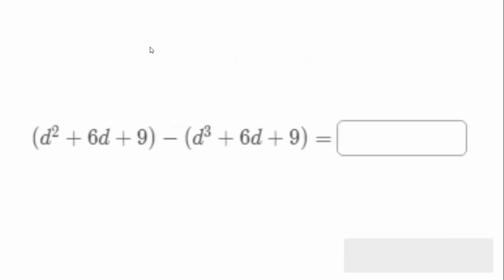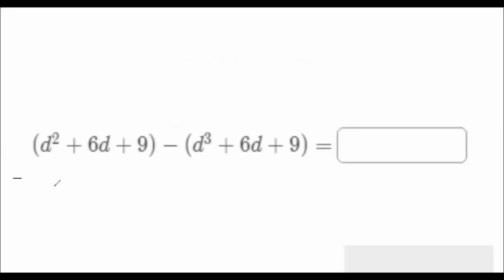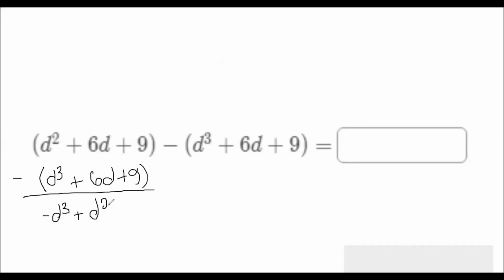I could have also solved this using the vertical method. In that case, I would just kind of move this second term over here, and I would just rewrite it like this. And I would take the same steps. I would distribute the negative 1, or just take the opposite of each term, and I would get the same answer if I did it that way.